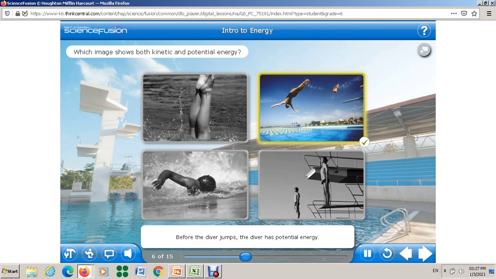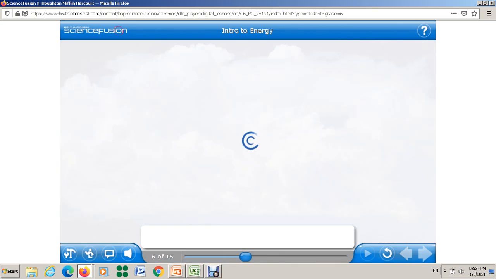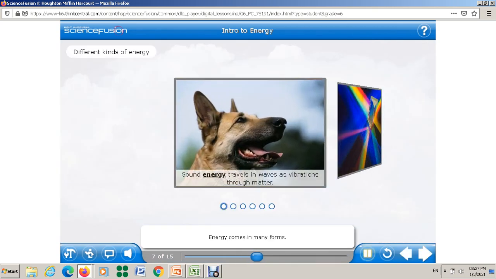Great job. Before the diver jumps, the diver has potential energy. Midway through, the diver has both potential and kinetic energy. At the end, the diver has kinetic energy. Okay, so here is the explanation for this question. You have to focus on these types of questions. Now we want to talk about the forms of energy.